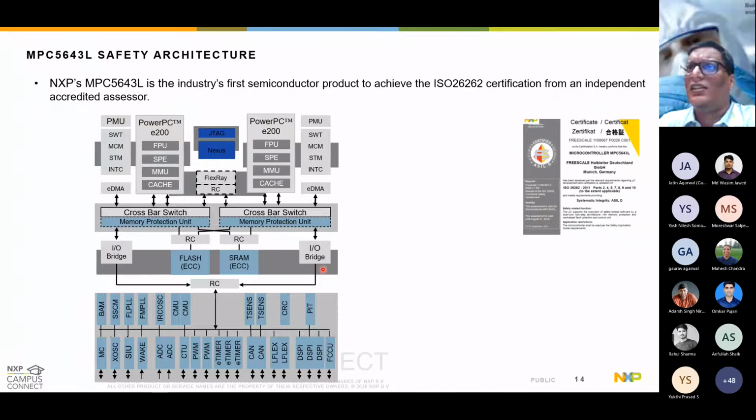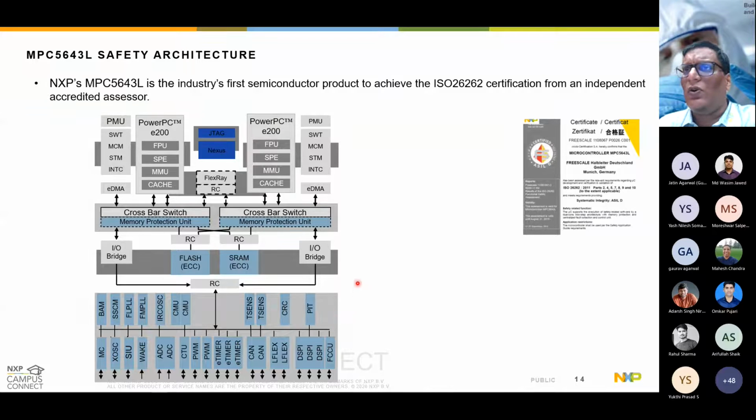What this chip had is a PowerPC core with a crossbar. So you have the PowerPC core, the eDMAs, the watchdogs, the system timer, the interrupt controller, the power management unit here, and the crossbar, the interconnect through which you exchange information. You have the flash memory, the SRAM memory, and then a bunch of peripherals like ADCs, clock monitoring units, CAN and eTimer. So all these different modules are there on this chip.